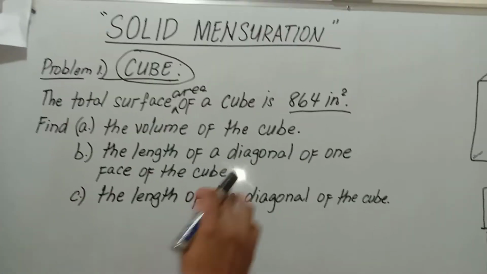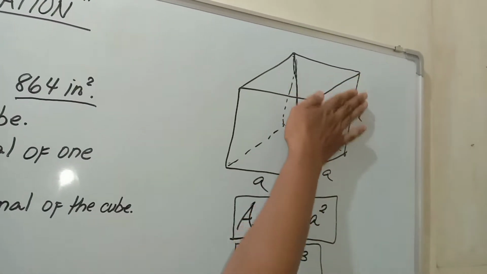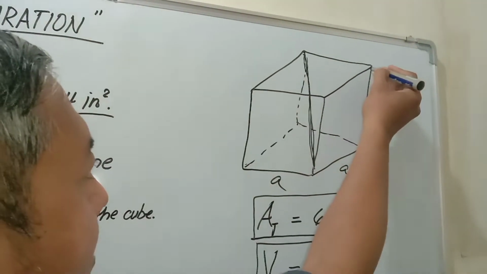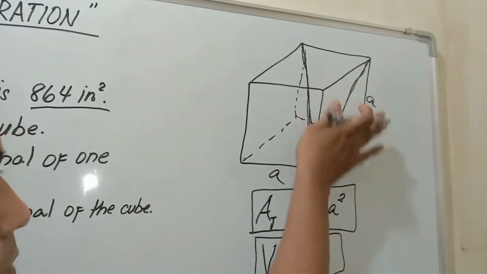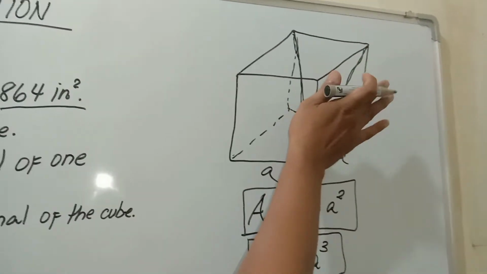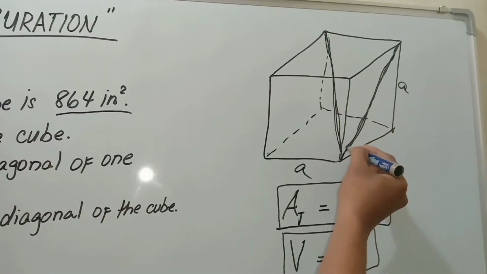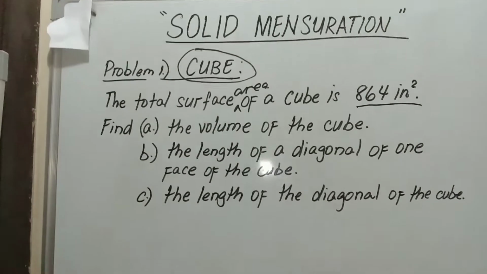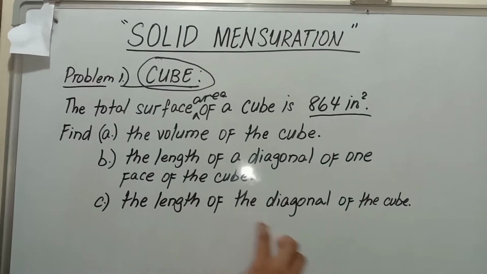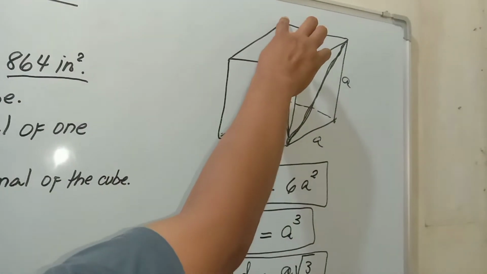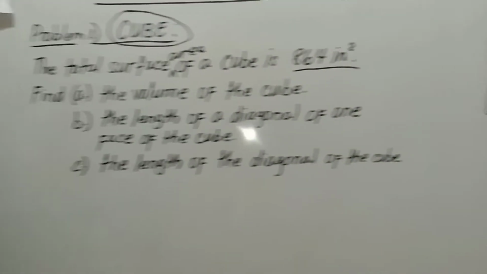What do you mean by this diagonal of one face, guys? So this is one face of a cube, okay? This one. So we need to find the diagonal length, okay? This one side face of a cube, okay? Find the diagonal of one side face of a cube. So this is this one, guys, the length, okay? And the third requirement we have here is to find the length of the diagonal of the cube. Meaning to say, the internal diagonal of a cube. This one, guys, okay? Now, solution.